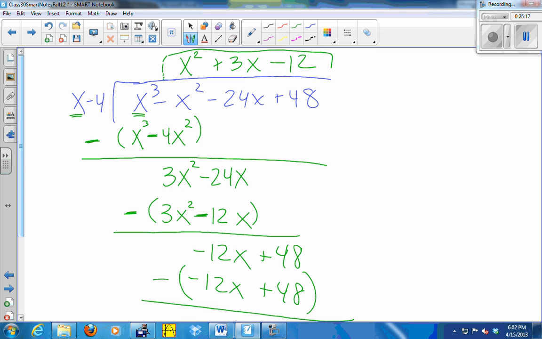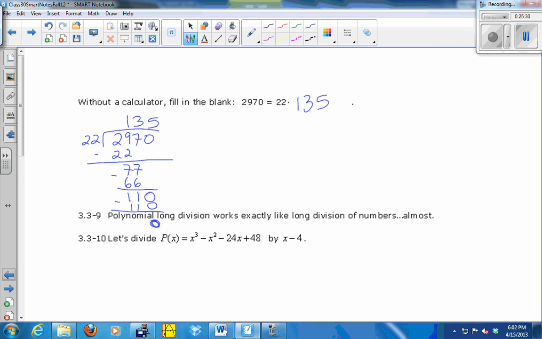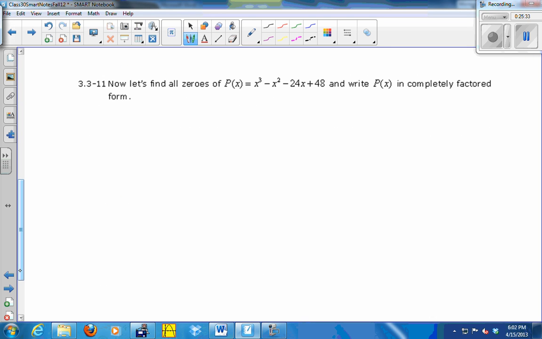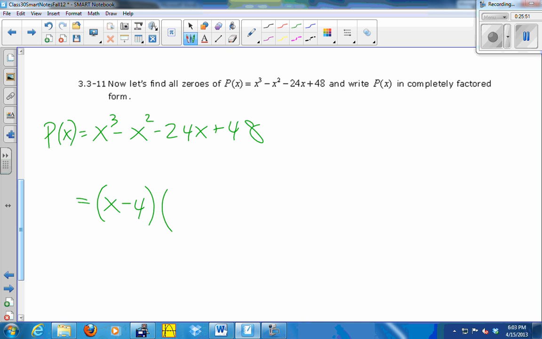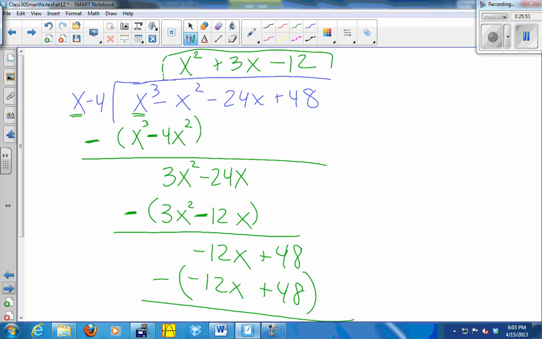So it will take a little bit of practice. Once you do it a few times, you'll start to really feel the similarity with regular long division. Okay, so now I can find all the zeros because I can write p of x in completely factored form. So p of x, which is x cubed minus x squared minus 24x plus 48, I now know can be written as x minus 4 times my answer here, x squared plus 3x minus 12.